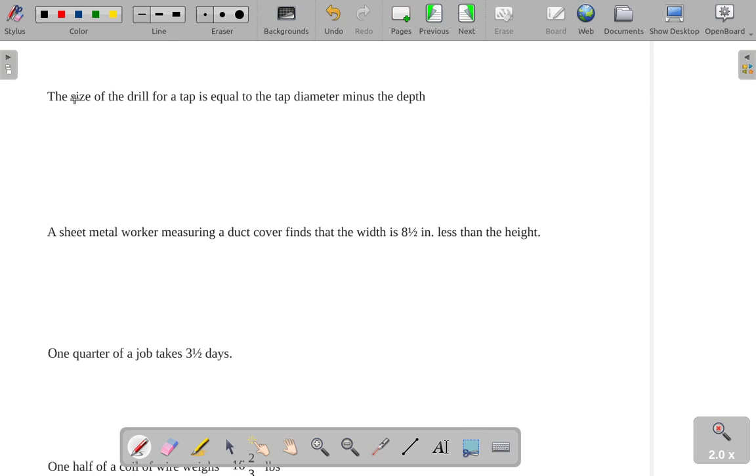Alright, the size of the drill for a tap, that's one number, is equal to, that's an equal sign. The tap diameter, that's another number, minus the depth. So the size of the drill, let's call this S for size, equals the tap diameter, we'll call that D, minus the depth, which I'll call lowercase d.